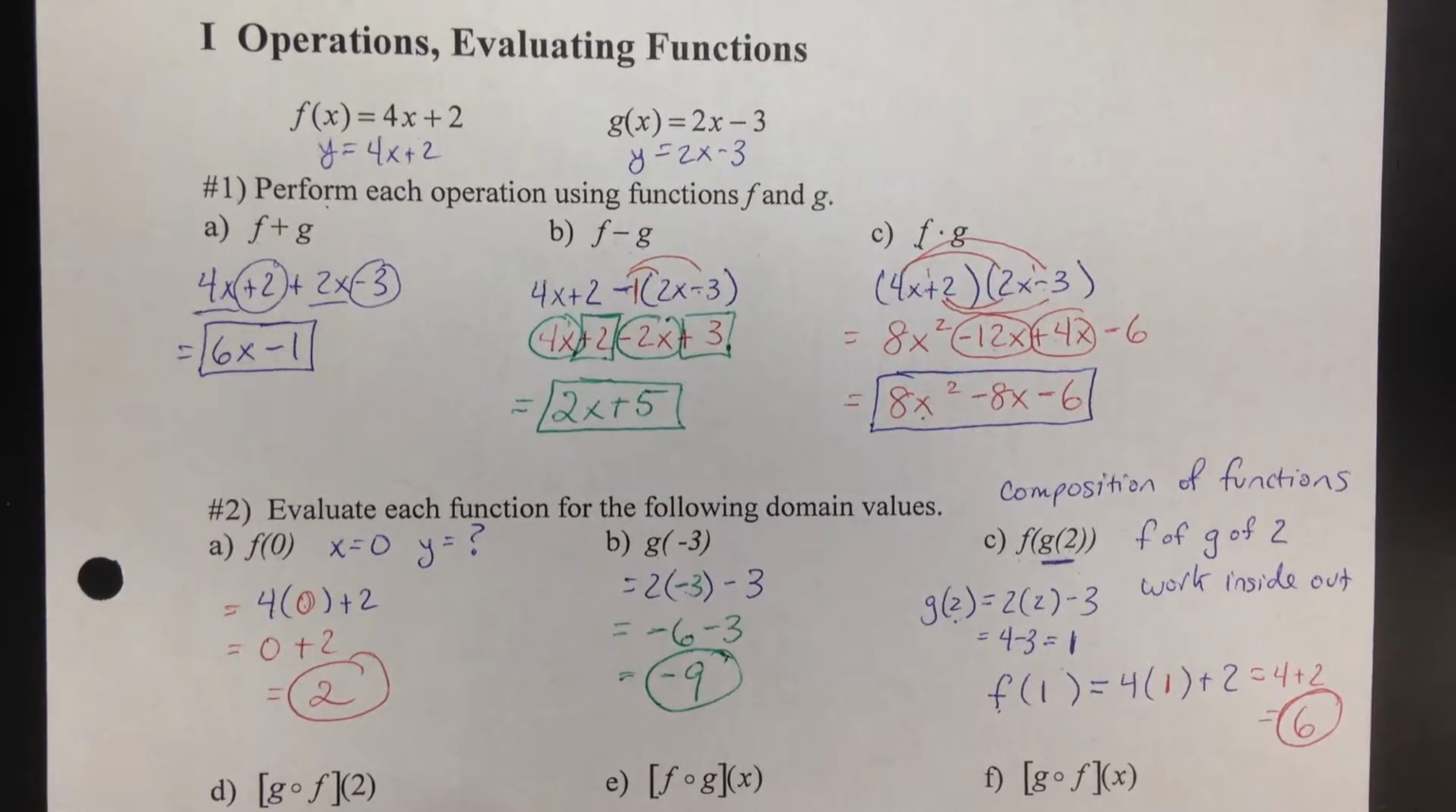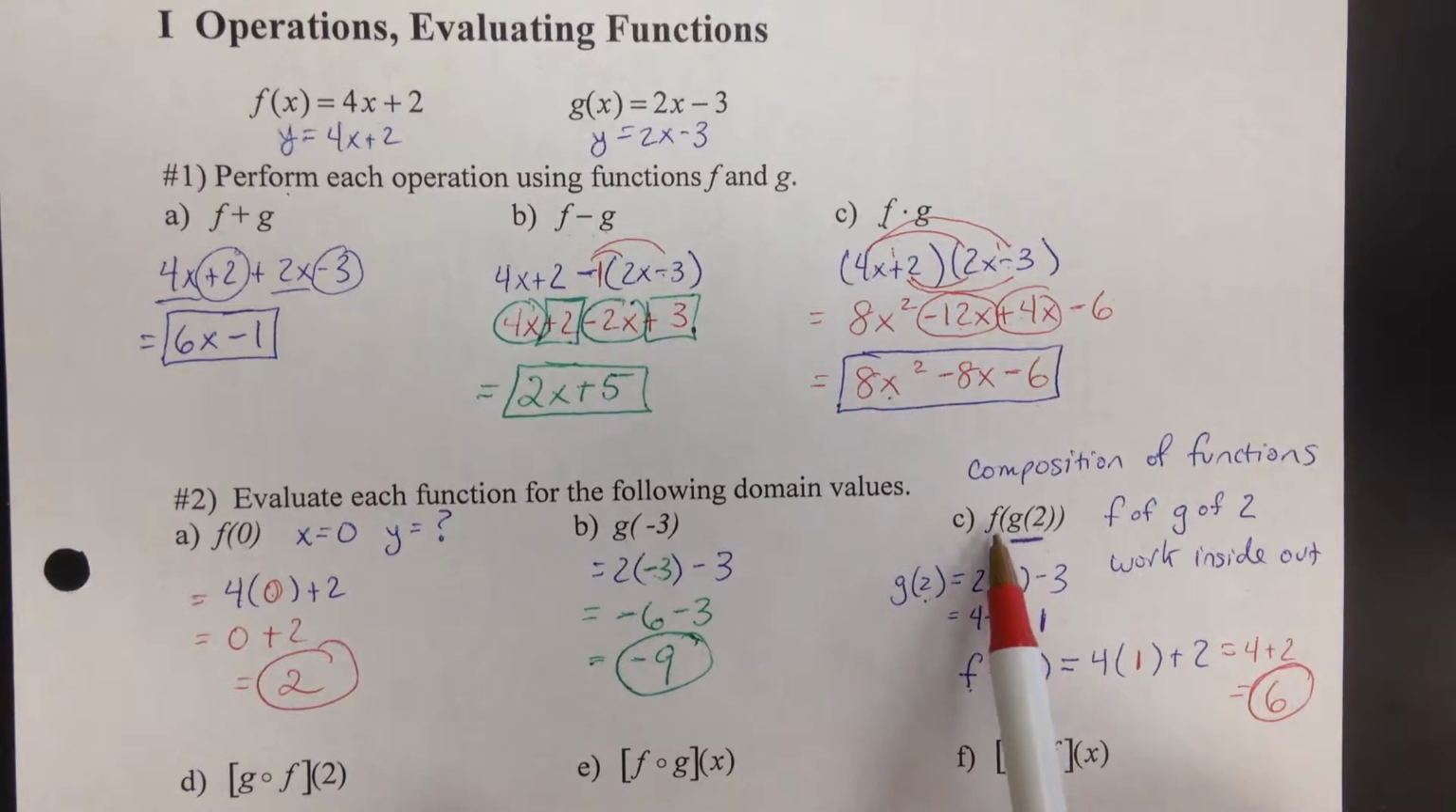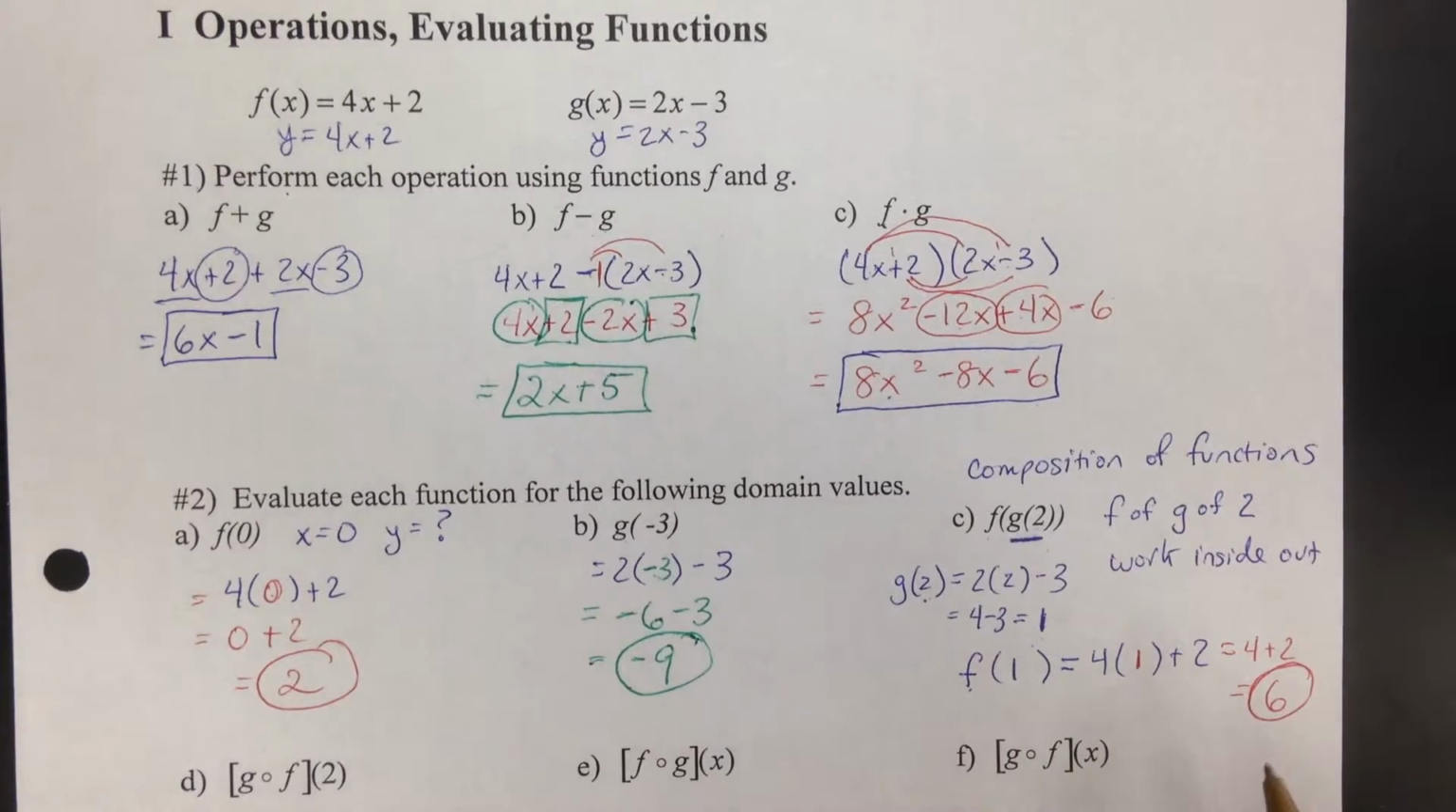That's the answer. So if you have a composition, it just means you start with the inside function, you work that out to get your value, and then that value becomes the new domain. So 2 is the domain. We put it into the g function, and what we got out was the range, which was 1. That range becomes the new domain for the outer function f. We plug that in, and we get the overall function value, the y value, which is 6.